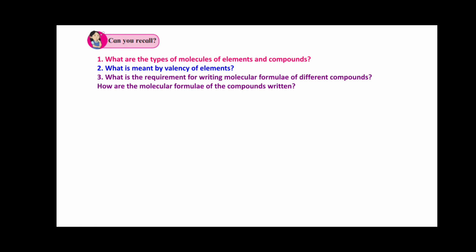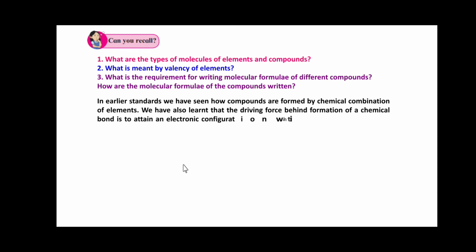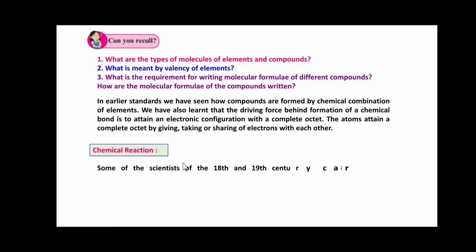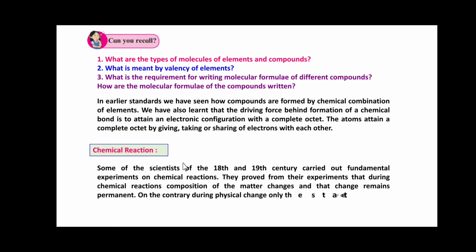Now, chemical reactions, that is very important. Some of the scientists of the 18th and 19th century carried out fundamental experiments on chemical reactions. They proved from their experiments that during a chemical reaction, the composition of the matter changes and that change remains permanent. On the contrary, during a physical change, only the state of matter changes, and this change is often temporary.